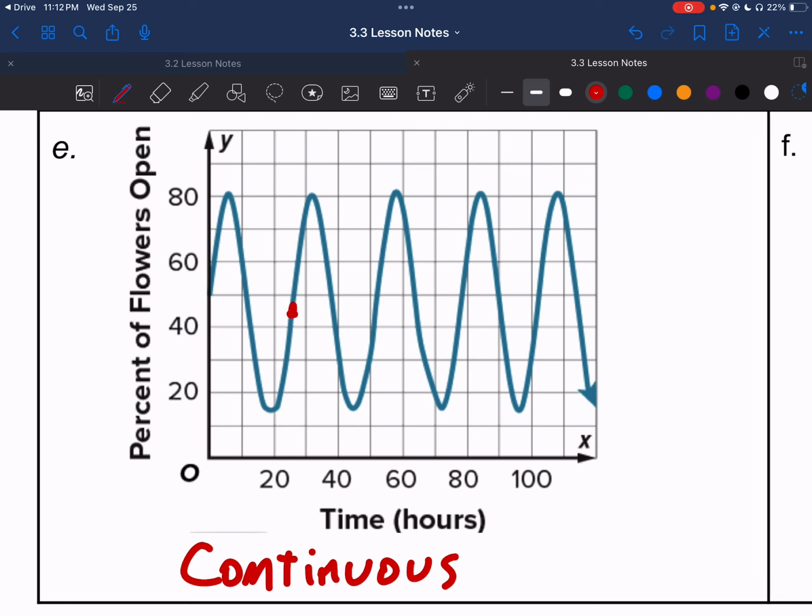You could be right here where it's 45, 48% open, or all the way at the top here where it's 80, or down here where it's less than 20. So this is a continuous graph because it is a continuous fluctuation as the flower opens up. It's increasing in its openness, and as the bud closes back up, it's decreasing in how open it is. So it's not like it's just jumping where it's closed in one moment and open in the next. It's a continuous gradual process, and that's why it's continuous.